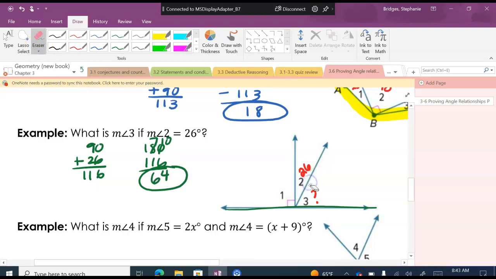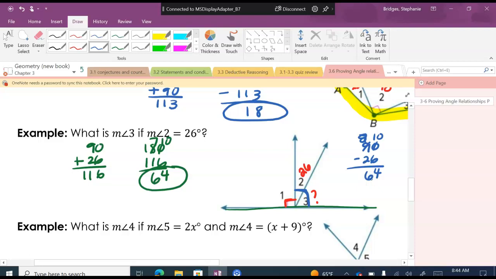I want to ask you this. If it tells me right here that angle 1 is 90, what would 2 and 3 have to be together? Wouldn't they also have to be 90? So another way you could do it is you could just take 90 minus the 26. And that still gives you the 64, right?